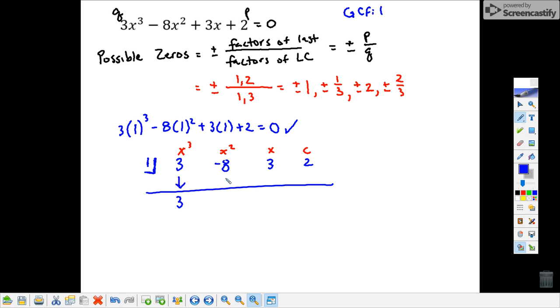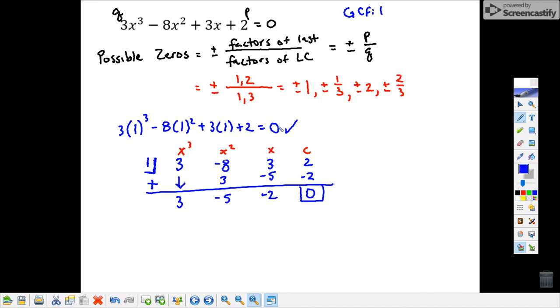And then 3 times 1 is 3. And you always add in synthetic division. So negative 8 plus 3 is negative 5. Negative 5 times 1 is negative 5. You add straight down, you get negative 2. Negative 2 times 1 is negative 2. You get 0. Now this should happen. That's why we want this to equal 0.